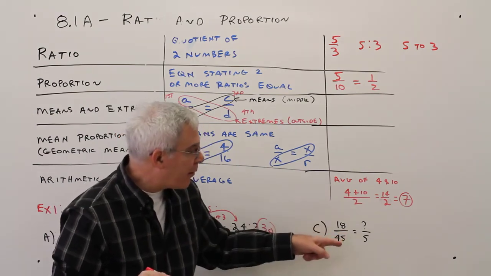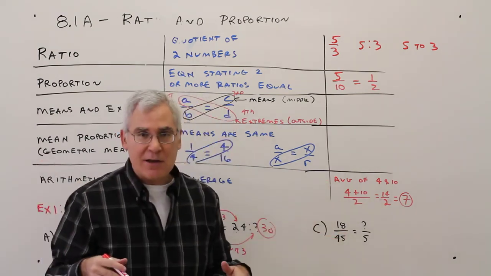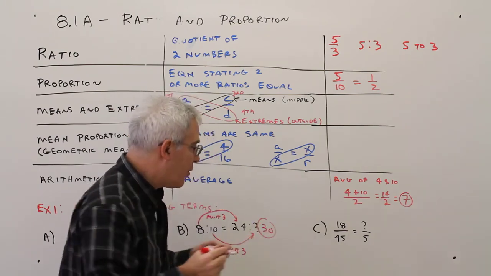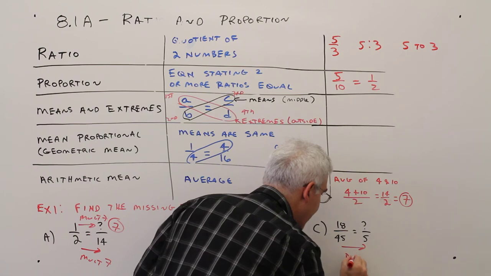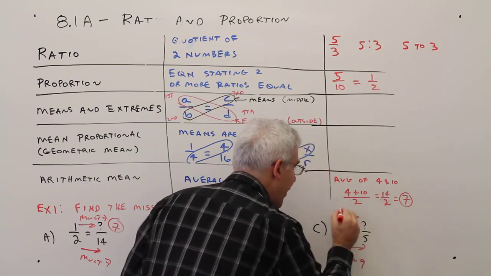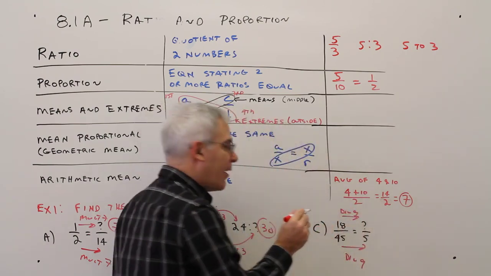18/45 equals question mark over 5. Again, if you want to cross multiply and solve it that way, you can. I'm going to do it this way. How do I get from 45 to 5? I divide by 9. So I'm going to divide by 9 over here. 18 divided by 9, I believe, is 2.